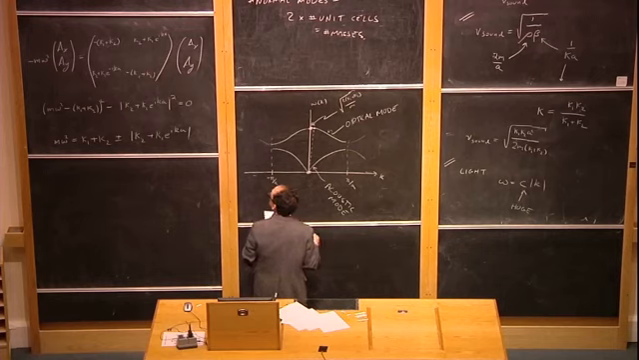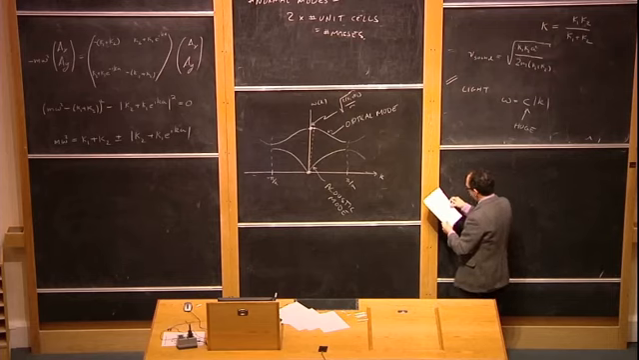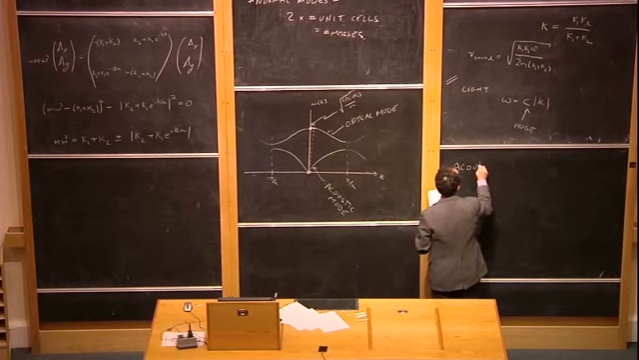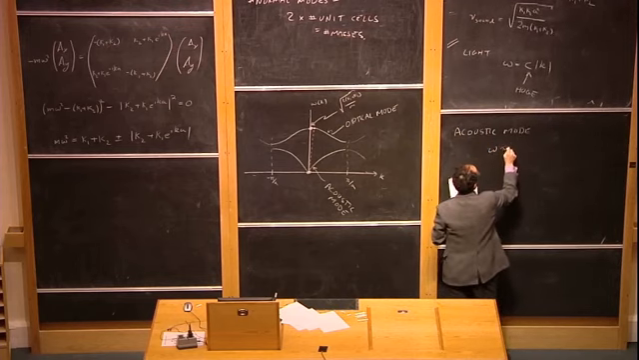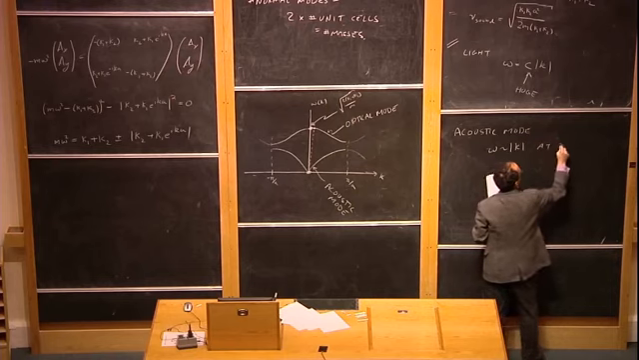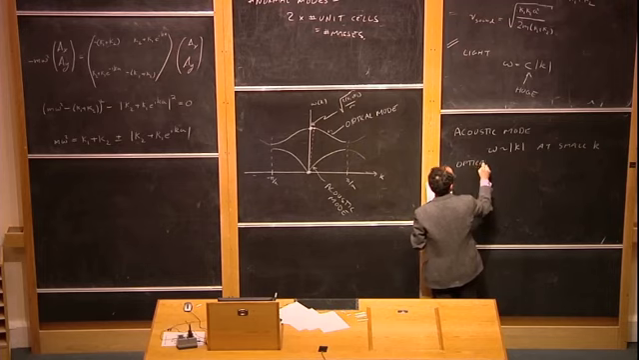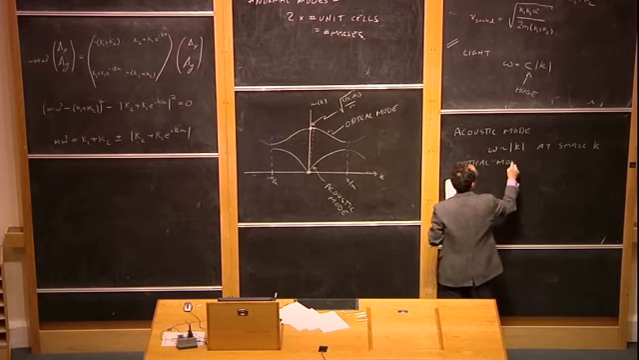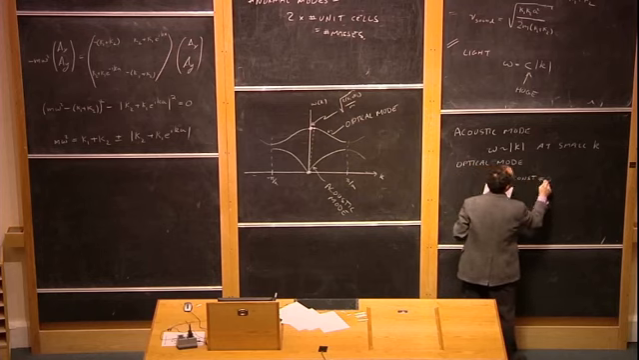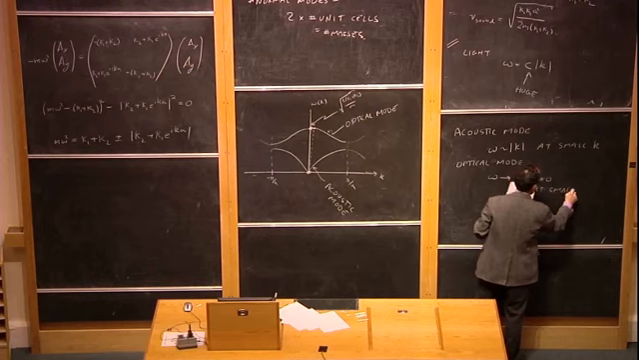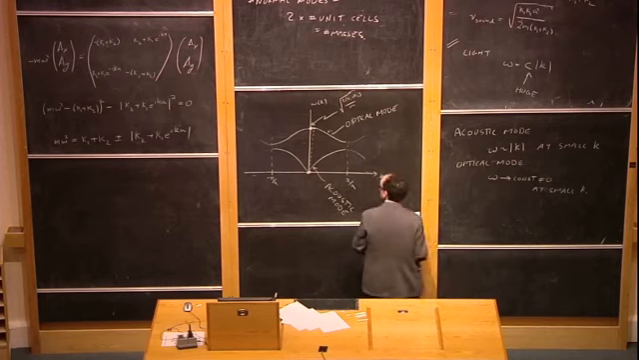Actually, more generally, let me give more general nomenclature here. An acoustic mode is any mode where omega is proportional to k at small k. And an optical mode is any mode where omega goes to a constant not equal to 0 at small k. OK. So let's think about this small k regime a little bit more seriously.